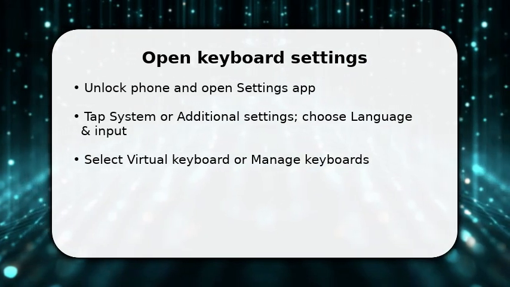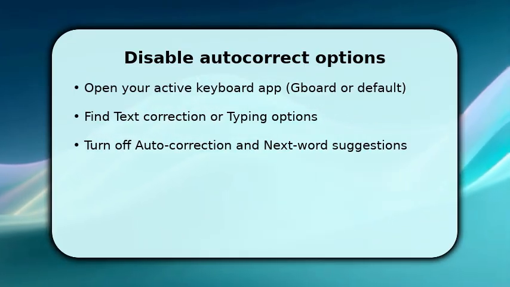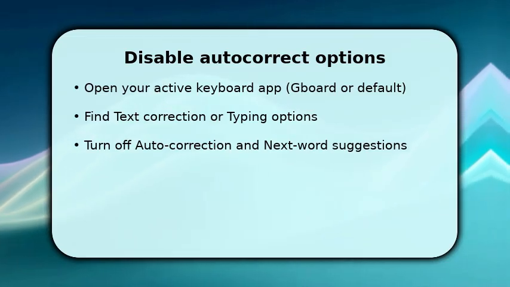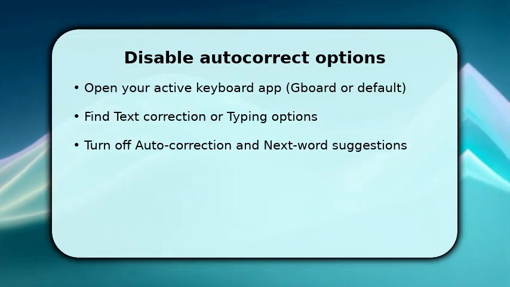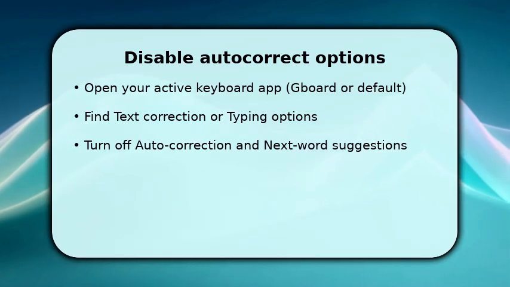You now open the active keyboard entry shown in the list and tap Typing or Text Correction. Look for autocorrection and next word suggestions. Toggle autocorrection off to stop automatic replacement. Also disable Suggest Text or Suggest Contacts if present to reduce unwanted inserts.